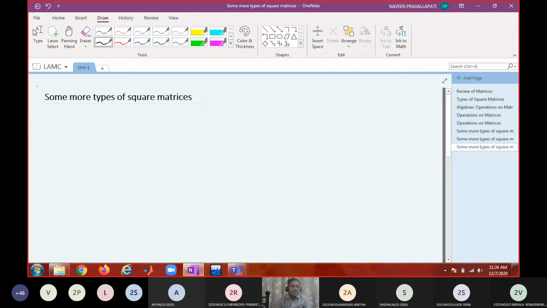So fifth one. Can you tell me the definition? Can you recall, when can you say a matrix is orthogonal? A into A transpose is equal to the identity I. In that case, we say the matrix is orthogonal.